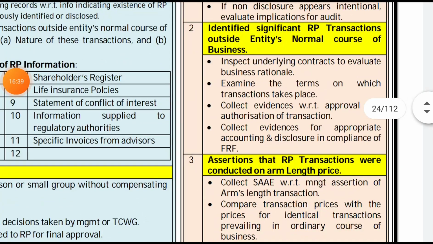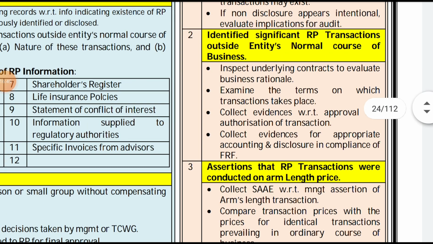Then the second is identified significant related party transactions outside the entity's normal course of business. This has been a little long, it has been already 16-17 minutes, it will go till approximately 20 minutes. We'll complete this too. Inspect the underlying contract to evaluate the business rationale.